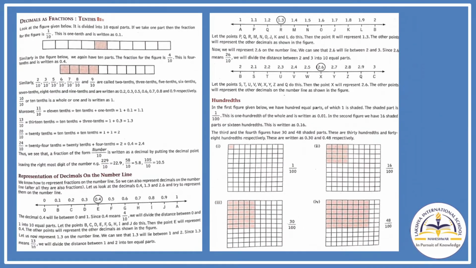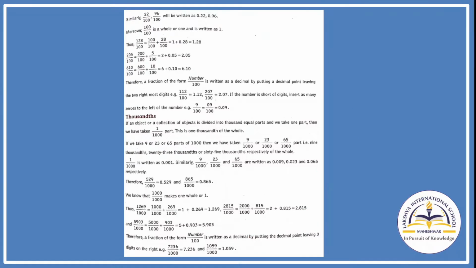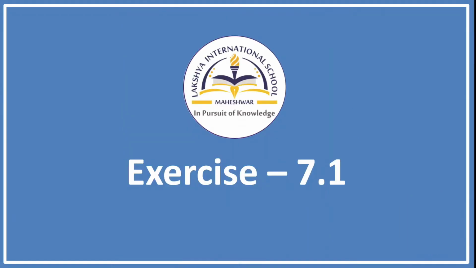Now we will see for the 1000. Now for 1000, suppose 9 upon 1000, you will get 0.009. Now on the basis of this concept, we will solve exercise number 7.1.